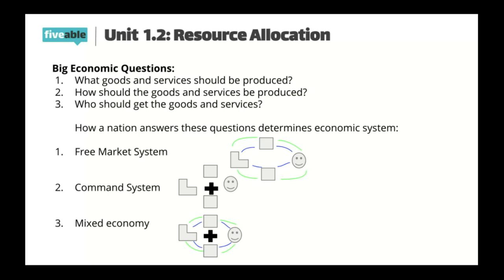And others, no. And others, you're going to work. That's who should be producing, who should get this stuff. So how a nation answers these questions determines the economic system. So number 1, we have what's called the free market system.